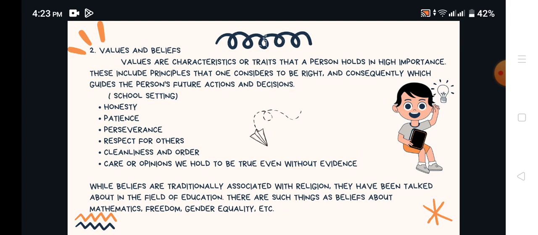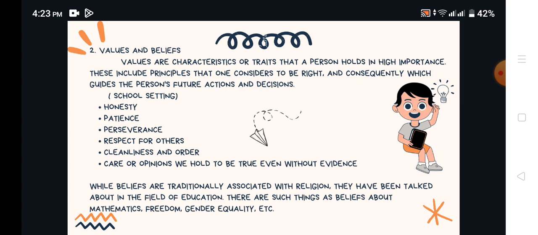So second one is value and beliefs. So we all have values and principles that we really hold on to and consider to be right. And those values will guide us on our future actions and decisions, meaning we rely our decisions on what are our values and on what we believe.